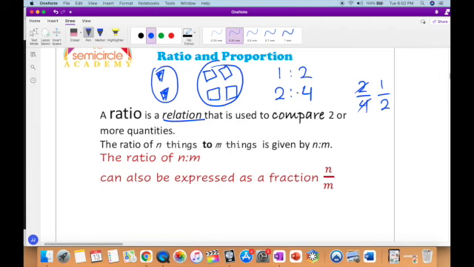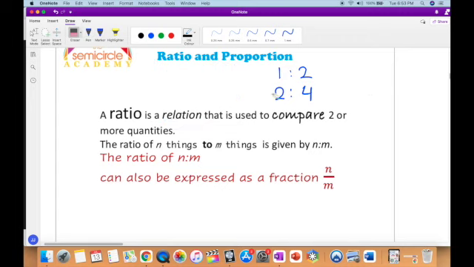So a ratio of 2 to 4 is like a ratio of 1 to 2. Now, you could see that it kind of works like simplifying the fraction. Simplifying the fraction allows you to find the ratio in its simplest form, right? But remember, a ratio actually stands for 2 different fractions. So let's talk more about it.